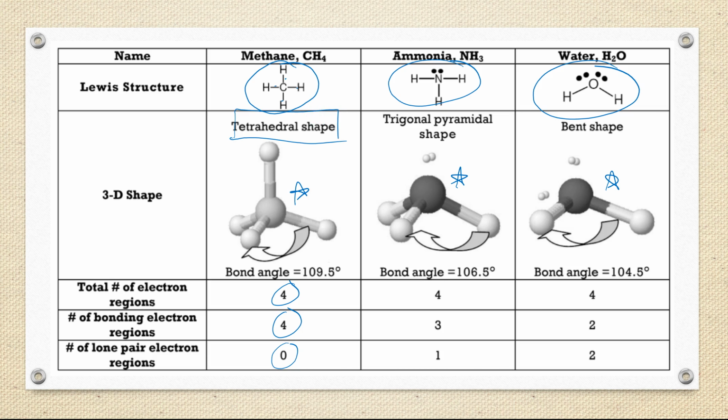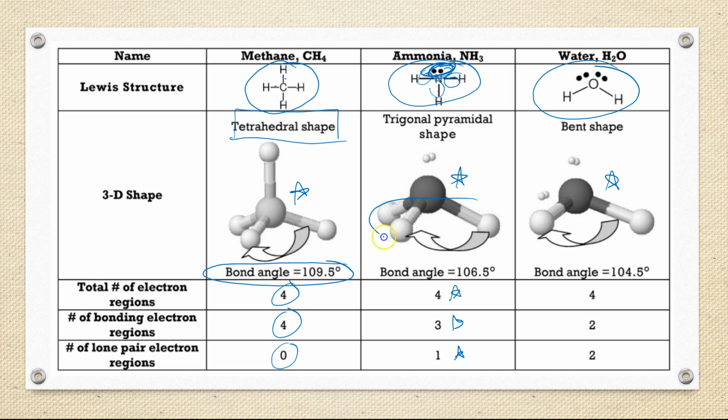So anytime there are 4 bonding regions, 4 electron regions, and no lone pairs, we have a tetrahedral shape. We can predict that shape, right? We could also predict the bond angle would be somewhere near 109.5 degrees. Likewise, for ammonia, we have 3 bonding regions and 4 electron regions. One of those regions, this guy right here, is a lone pair. And because we have that lone pair, we get a slightly different shape.